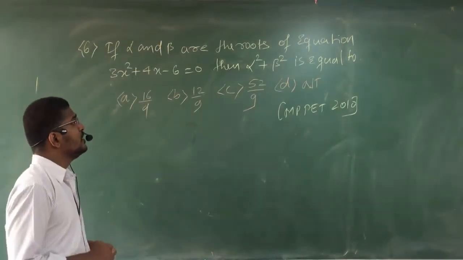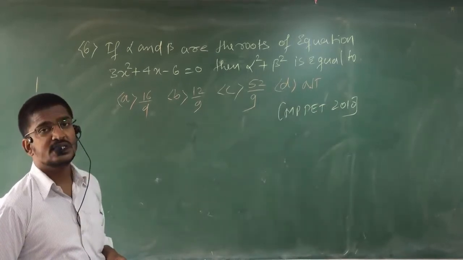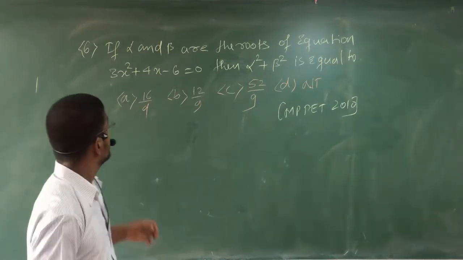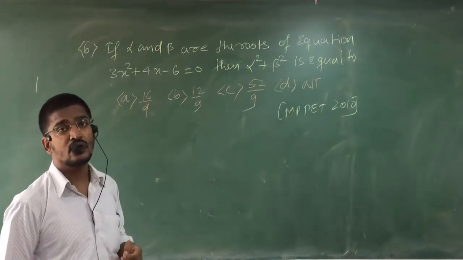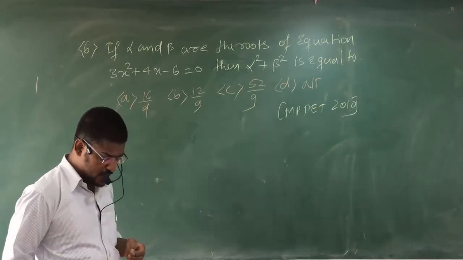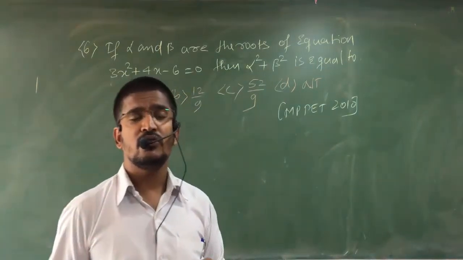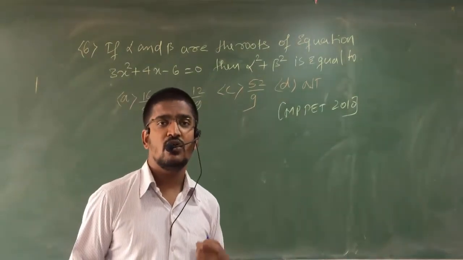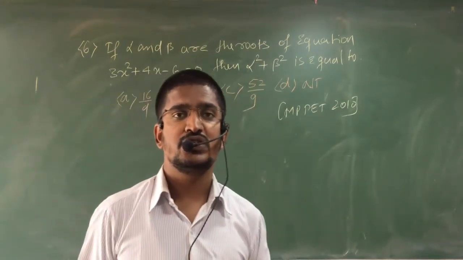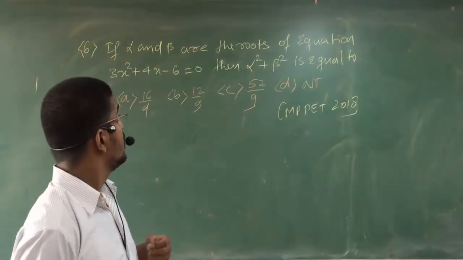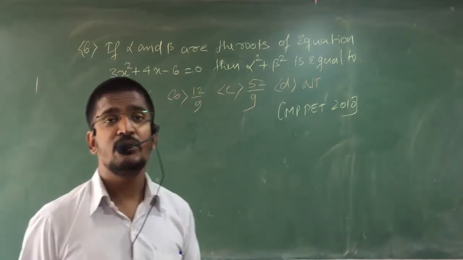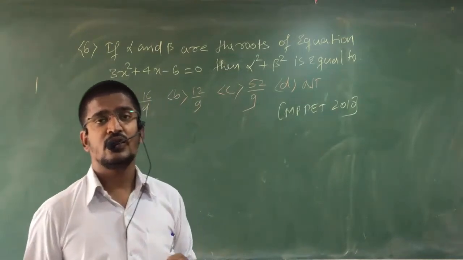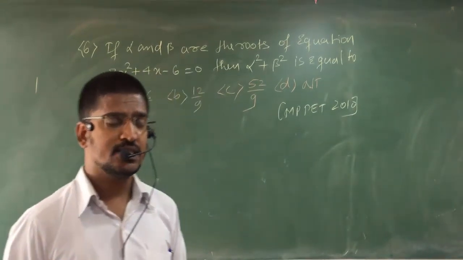Clear? Okay. Here, what they are asking is alpha square plus beta square. What are alpha and beta? Alpha and beta are the roots of 3x square plus 4x minus 6 equal to 0. From this, we all know that the sum of the roots is minus b by a, where b is the coefficient of x, where a is the coefficient of x square, and alpha into beta is c by a, where c is the constant term and a is the coefficient of x square. So let us use that.